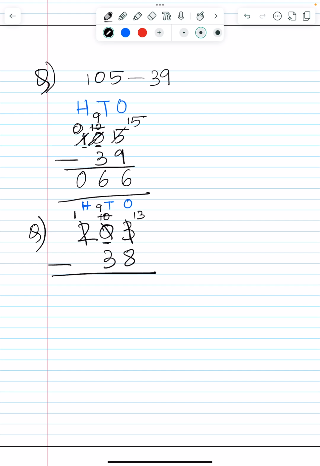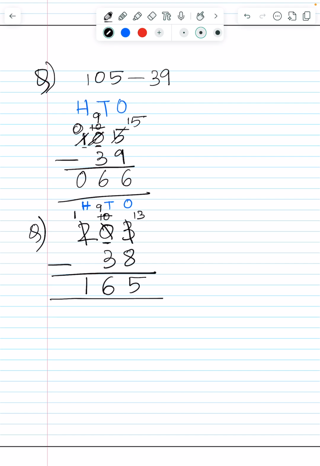Now we can do 13 minus 8 is equal to, who knows the answer to 13 minus 8? Shivai? Correct. The answer is 5. Now who knows 9 minus 3? 9 minus 3 is equal to 6. Good job. Now 1 minus 0 is equal to 1.